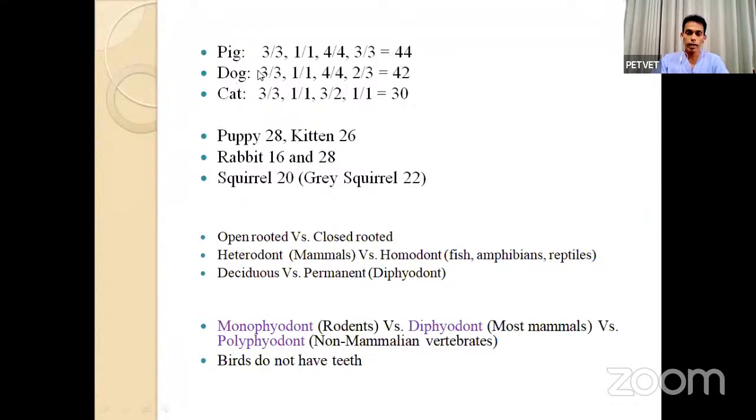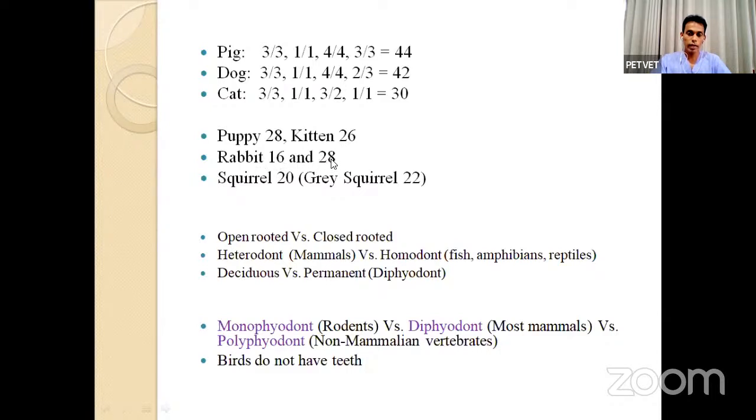Whereas dogs and cats, when they evolved, the total number of teeth reduced to 42 in dogs and 30 in cats. And the same way you write the dental formula: incisors 3 and 3, canines 1 and 1 in the cat, and premolars, there are 3 maxillary and only 2 mandibular, and only 1 each of molars, maxillary and mandibular. Even the dogs have 42, puppies have only 28 teeth, and kittens have 26. And we also get quite a number of rabbit cases.